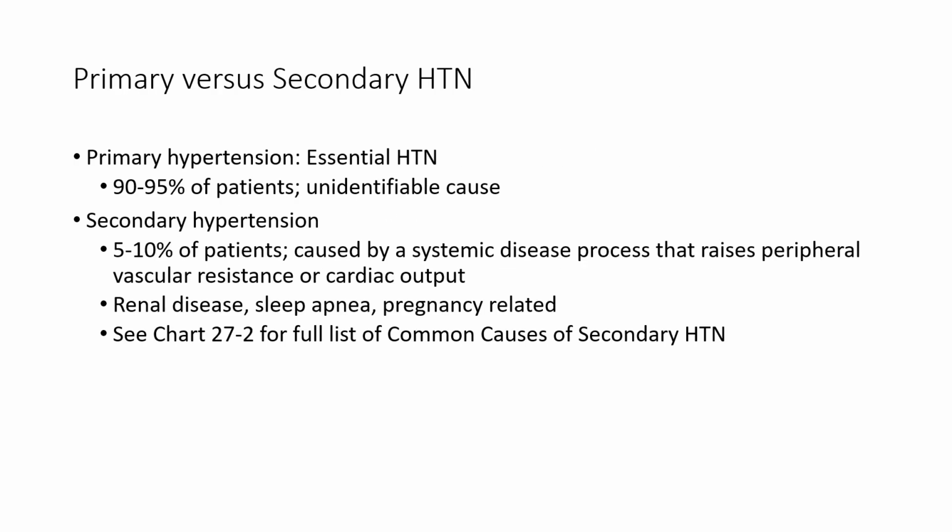Hypertension is classified as primary, also known as essential hypertension, or secondary hypertension. Primary hypertension has no identifiable cause and accounts for 90 to 95% of the cases of hypertension. Secondary hypertension results from some type of underlying condition and affects 5 to 10% of adults diagnosed with hypertension.